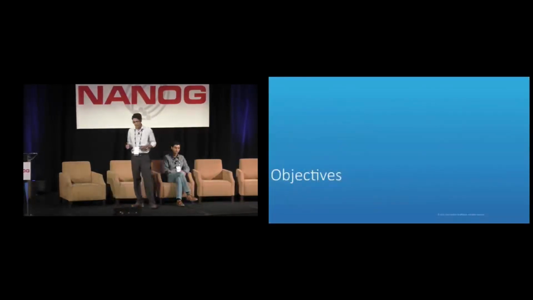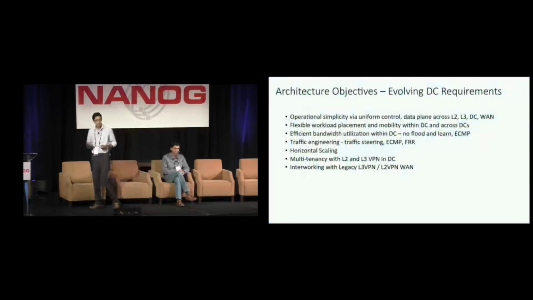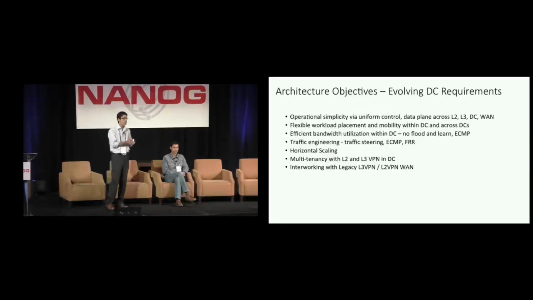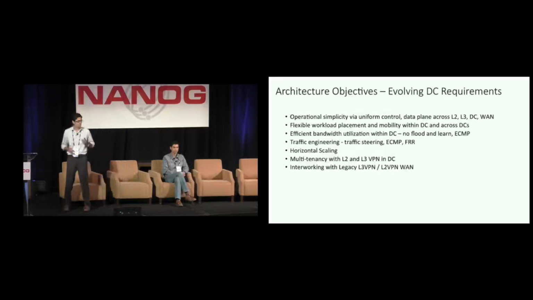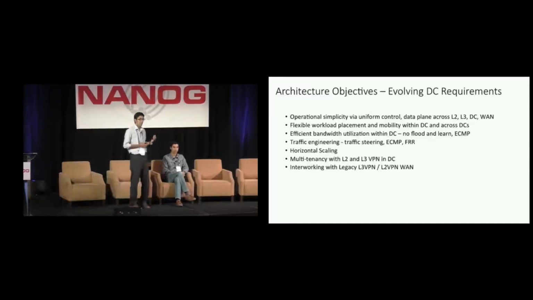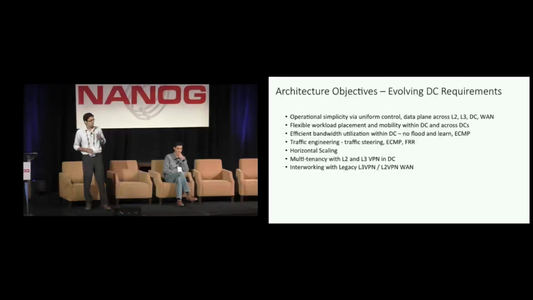So with that, let's take a look at the objectives of the data center architecture. The first objective is to achieve a unified control plane across multiple domains, such as service provider and data centers, to have operational simplicity. The other objective is to be able to move our virtual workloads and virtual functions within the data center and across data centers.